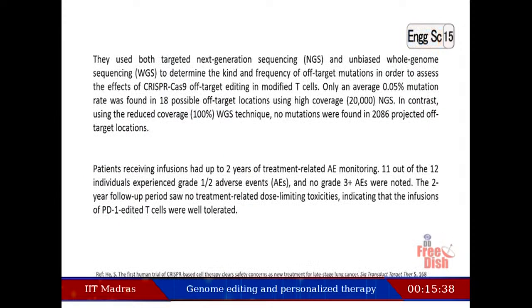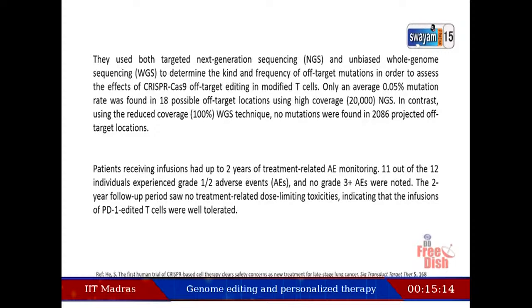and disease progression. They used both targeted next generation sequencing and unbiased whole genome sequencing to determine the kind and frequency of off-target mutations in order to assess the effects of CRISPR-Cas9 off-target editing in modified T cells. Only on average 0.05% mutation rate was found in 18 possible off-target locations using high coverage NGS. In contrast, using the reduced coverage WGS technique, no mutations were found in 2086 projected off-target locations.